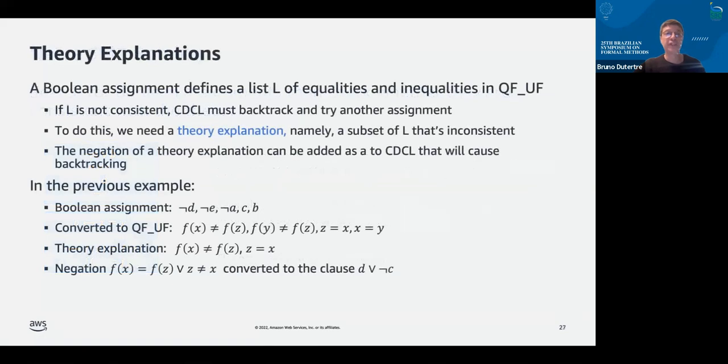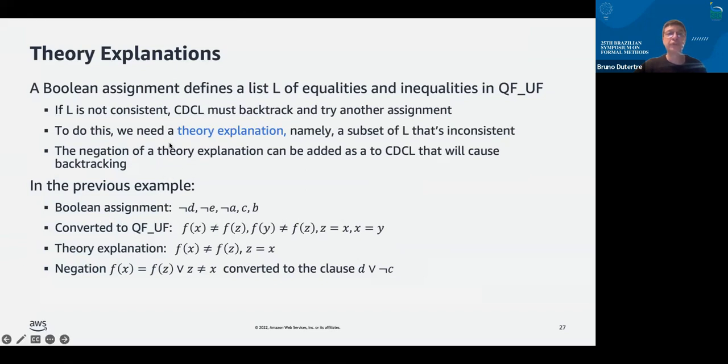So one of the basic ingredients, one of the new things we need when we have to make the SAT solver and the congruence closure algorithm cooperate is theory explanations. And the theory explanation is a way of converting unsatisfiability at the theory level into clauses that will be useful to the SAT solver.